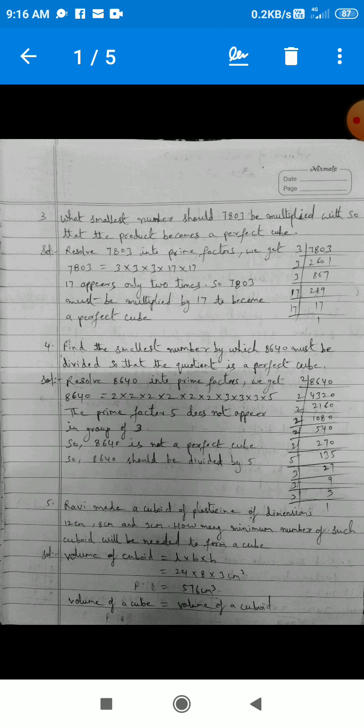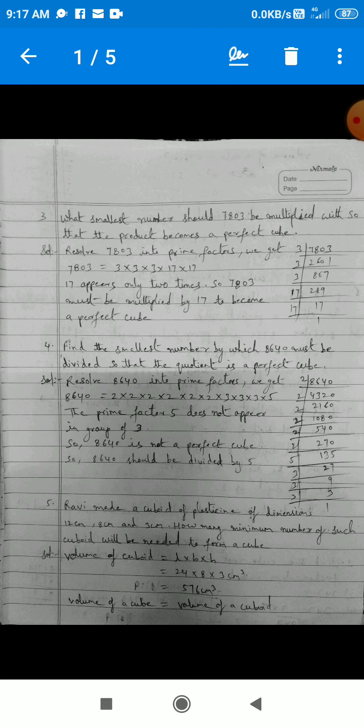Next, fourth problem. Find the smallest number by which 8640 must be divided so that the quotient is a perfect cube. Solution. Resolve 8640 into prime factors. We get 8640 is equal to 2 into 2 into 2 into 2 into 2 into 2 into 3 into 3 into 3 into 5. The prime factor 5 does not appear in a group of 3, so 8640 is not a perfect cube, so 8640 should be divided by 5.